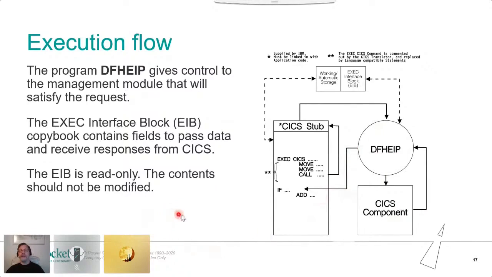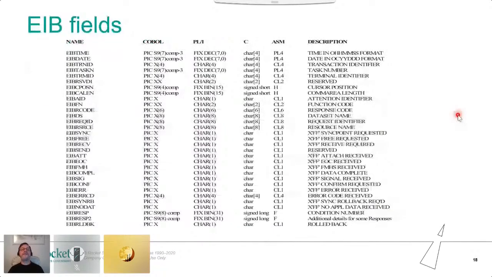Now, the way you communicate with EIP is through a control block that I did show you that is inserted into your program, known as the EIB. The exec interface block has certain fields that you can use to figure out what's going on. Like you could look at your EIBTRNID, so that tells you what transaction you're running under. You could look at your EIBCPOSN, the cursor position, to figure out where you left the cursor. More importantly, there's an EIBRESP code and a RESP2 value to figure out whether or not the command you just issued worked. And we're also going to see EIBCALEN, the COMMAREA length, which we're going to use to figure out that this is not first time through processing.